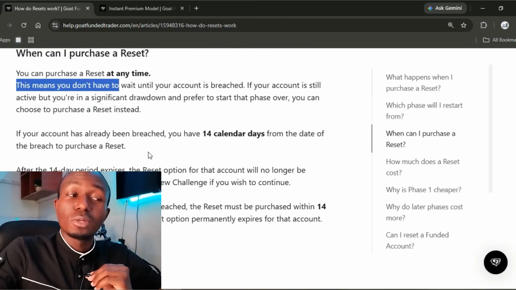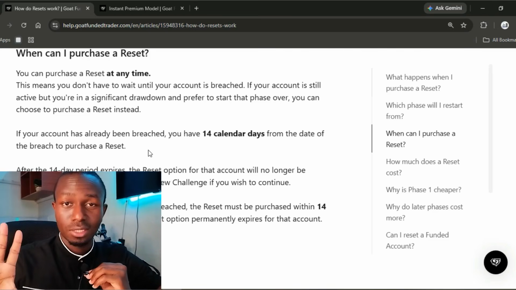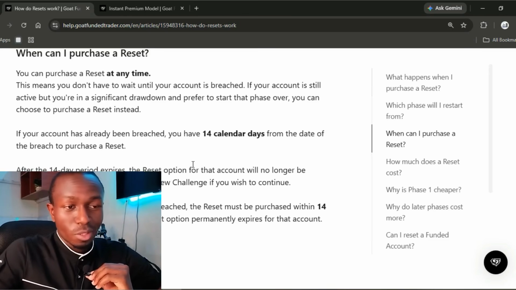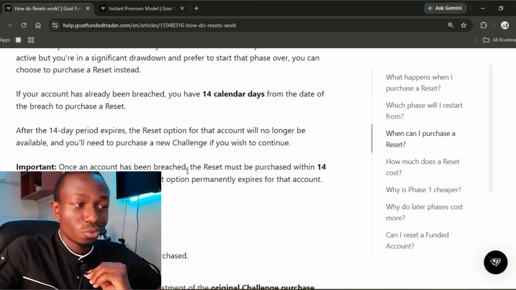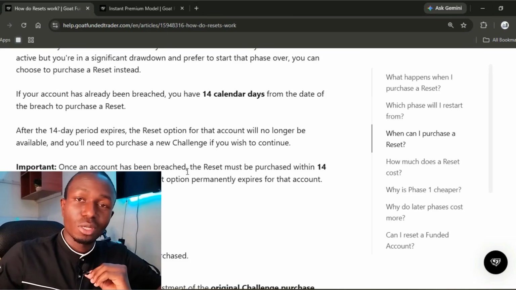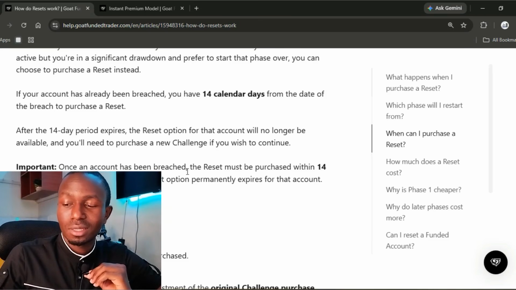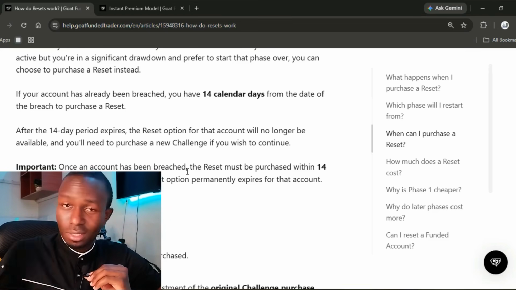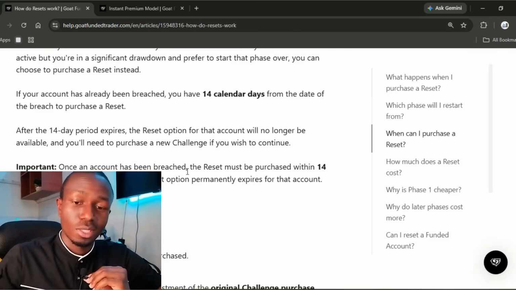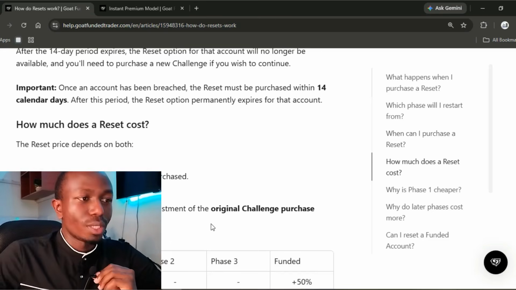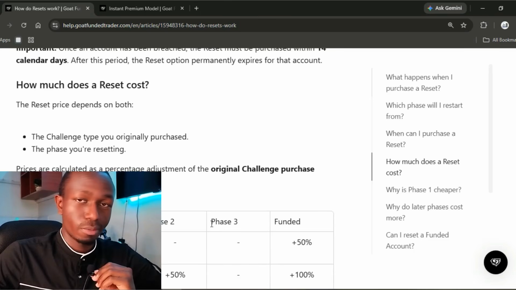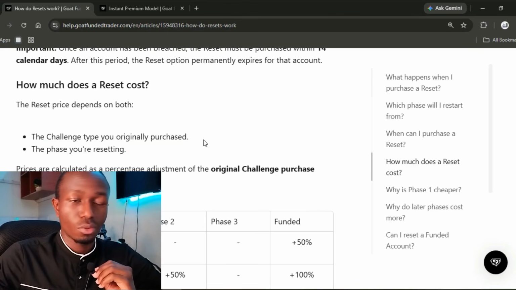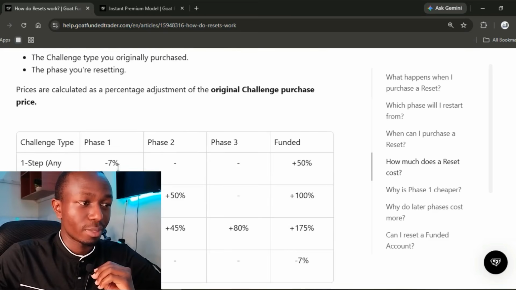And for example, you breach your account today, you only have 14 days to request for a reset. Otherwise, your reset will expire and you will no longer be able to reset. So make sure you act quickly. And also, like I said, you don't have to wait until you breach your account for you to request a reset. If you see that you have gone too deep in drawdown and you feel like you might not make it out, you can request a reset right there and right then and continue your journey from zero drawdown. All right, now let's look at the cost of resetting your account, because it's not free. First, it depends on the phase you are in, and also it depends on the challenge type that you had originally purchased.